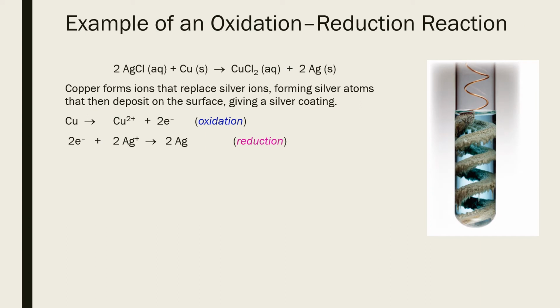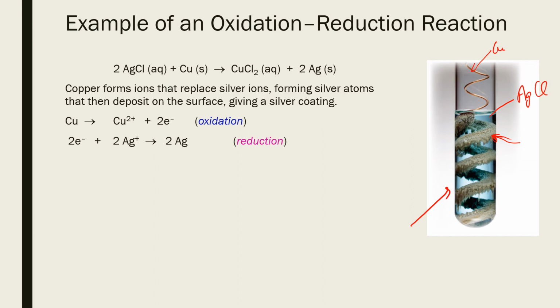The transfer of electrons is more obvious in some reactions than in others. For example, in this case, we can see a copper metal wire. So this copper wire is placed in silver chloride solution. And as we can see, something is happening here. There is some powdery deposit on top of the wire. So this indicates the evidence of some reaction taking place.